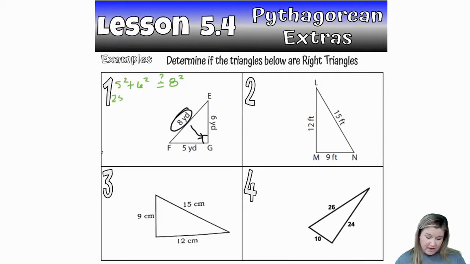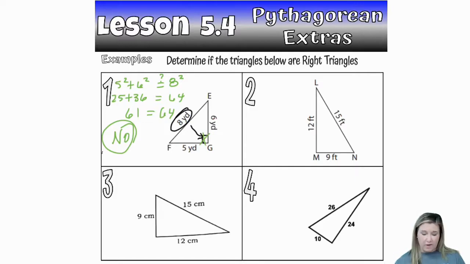So I have 25 plus 36. Is that equal to 64? 5 plus 6 is going to give me an 11 anyway, so I know it can't be it because the ones place is going to be 1. This one's 4. So even though 61 is pretty close, it's not exact. So no, it's not a right triangle. Can't put a little square there. Move on.